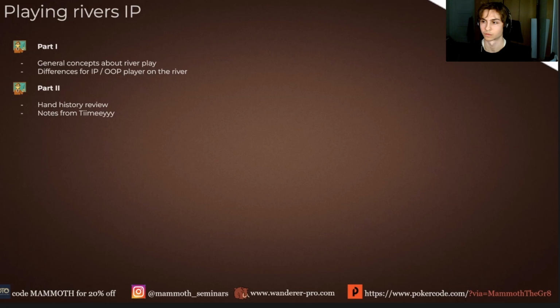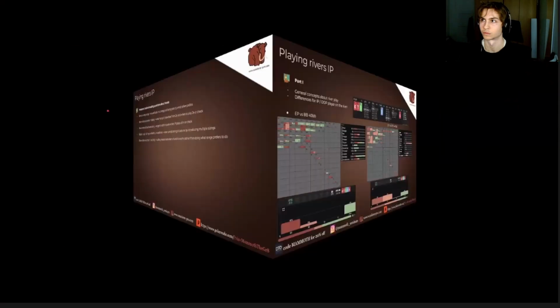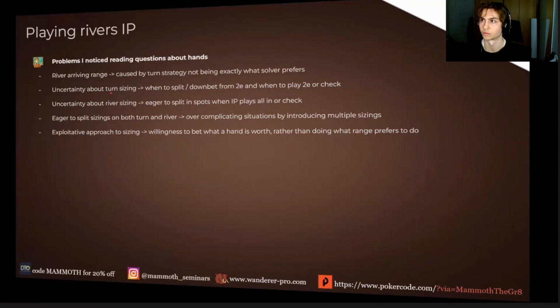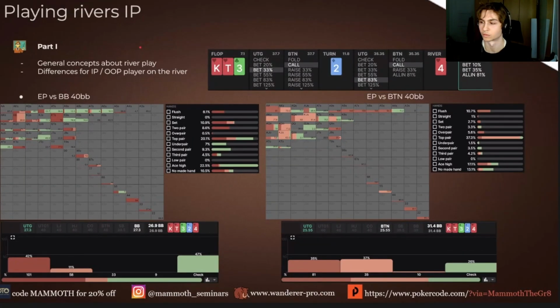So that means that out of position will bet smaller on average with the same hand classes, right? I just want to go here first before I go here. I took a very random board example: the left one is early position versus big blind, the right one is early position versus button, both for the big blinds in the same texture. King 3 and same note as well.